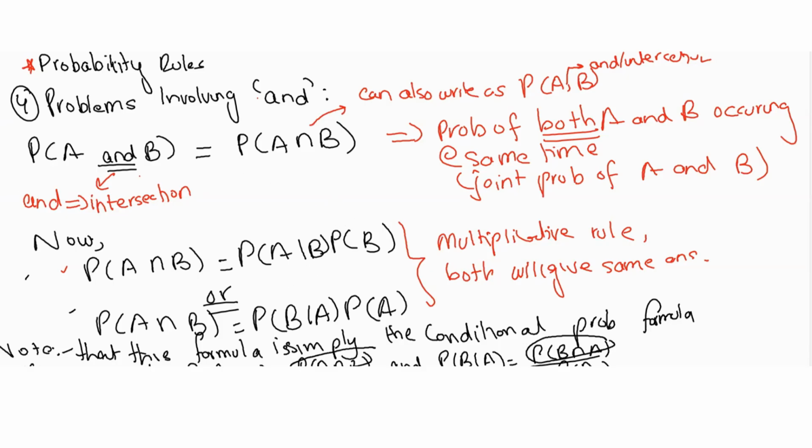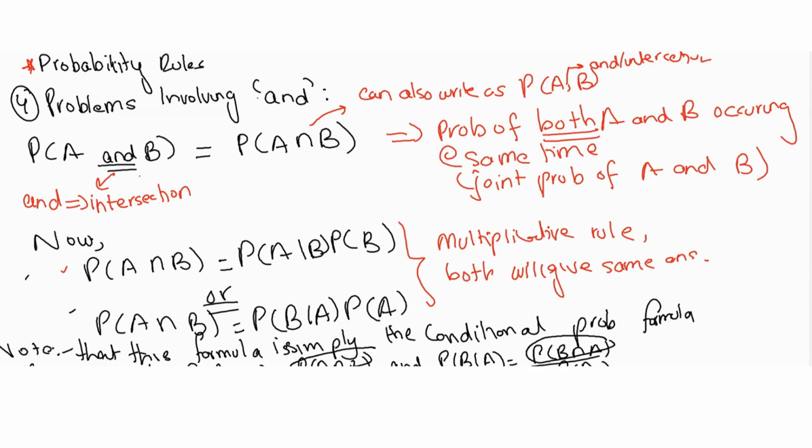Now in general, whenever you want to find the probability for a problem involving AND, we know it's the probability of the intersection, and you apply the multiplicative rule. Depending upon what conditional probability you're given, you can use either one of these. Both will give the same answer.